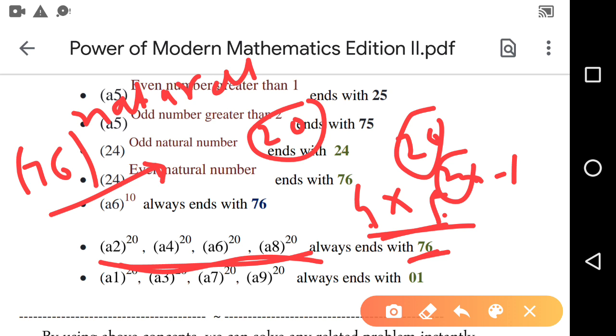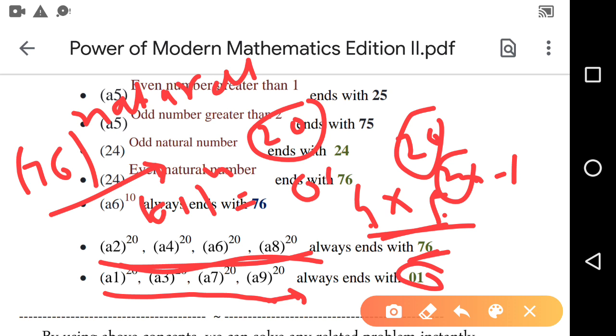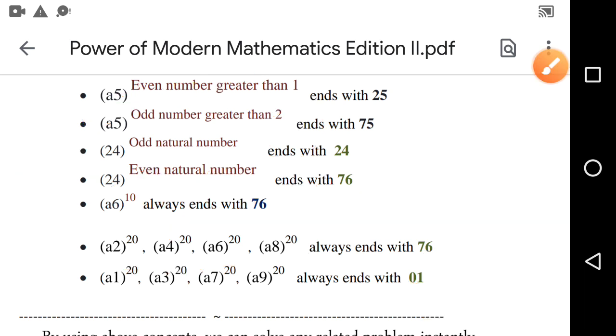And any odd number raised to the 20th power also gives a neutral number, but this time it gives 01, and 01 raised to any power also ends with 01, friends. So 01 is a neutral number, but it is odd, and we denote it by O, and the number of digits is 2, so O2.